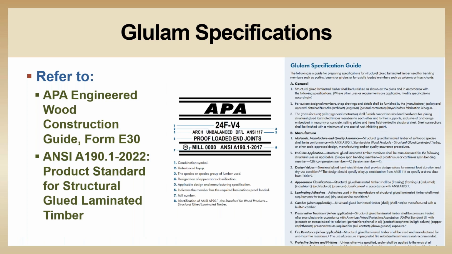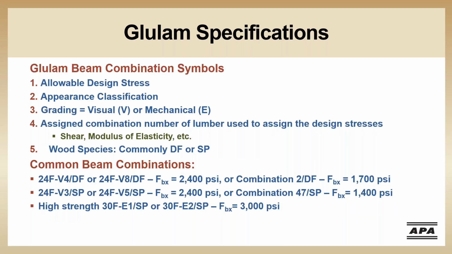So moving to glulam. Here's an example of a glulam specification from the E30 and an example trademark. When specifying glulam beams, let's review the glulam nomenclature and what's important to specify. So let's look at what glulam combination symbols are and how they're reflected in the glulam trademark. The glulam trademark identifies the allowable stress of the material, the appearance classification, how the plies are graded, which is either going to be visual or mechanical, the stress combination number, and the wood species.